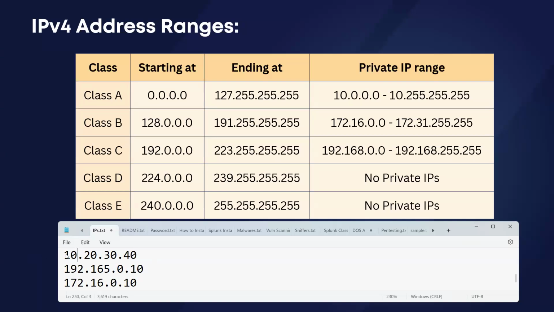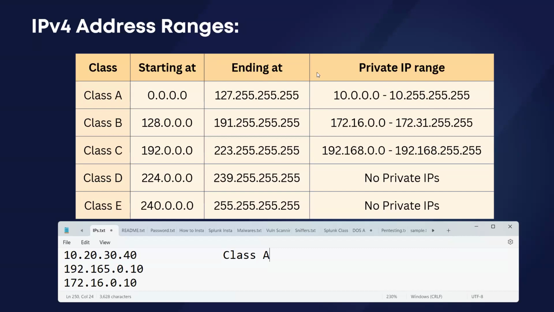Look at the first octet, it shows 10. Now we all know 10 definitely falls between 0 and 127. So therefore, this is a class A IP. Once you know that this is class A, you have to focus on this range of the private IP. If any IP starts with the first octet as 10 and the remaining octets are anything from 0 to 255, then it's a private IP.